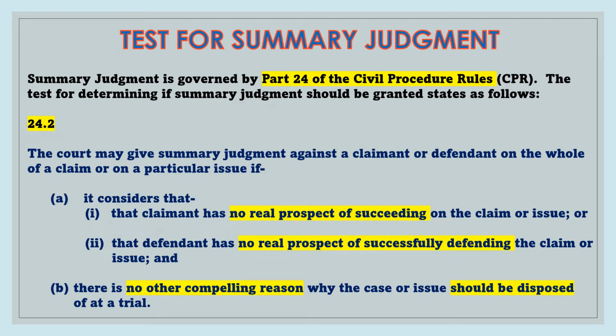Now, let's talk about the test that the court uses in order to determine if a summary judgment should be issued. In your civil procedure rules, the summary judgment is located under Part 24, and specifically 24.2. And it says, the court may give summary judgment against a claimant or defendant on the whole of a claim or on a particular issue if A, it considers that 1, that claimant has no real prospect of succeeding on the claim or issue, or 2, that defendant has no prospect of successfully defending the claim or issue, and B, there is no other compelling reason why the case or issue should be disposed of at a trial.